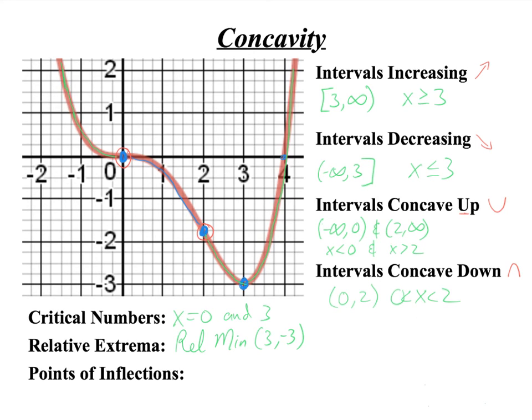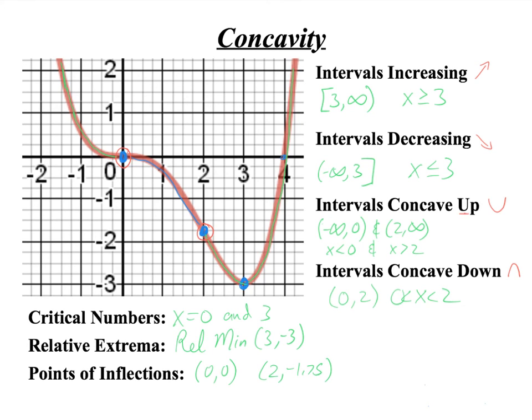So my points of inflection are those places where it changes. My first coordinate would be 0, so (0, 0) is your first point of inflection. That's this one. And this one right here is your other point of inflection, which is 2, and we've got about negative 1.75 from the graph. We don't have it exact. We'll call it (2, -1.75). Those are points of inflection.